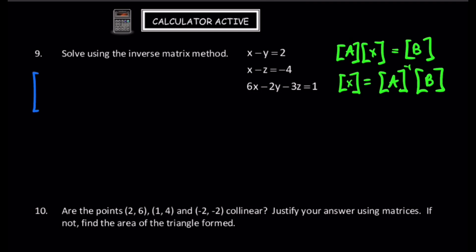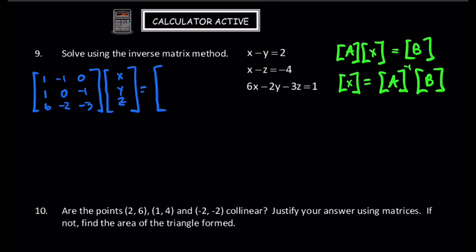Coefficient matrix. So there's no z in the first equation. It'd be 1, negative 1, 0. The second one doesn't have a y, so the y in the second one would be 0. They're just trying to make it tricky here by having you fill in with zeros. And then the last one would be 6, negative 2, negative 3. So you have to show that matrix, that's the coefficient matrix, times the variable matrix, x, y, z, equals the constant matrix at the end, 2, negative 4, 1.